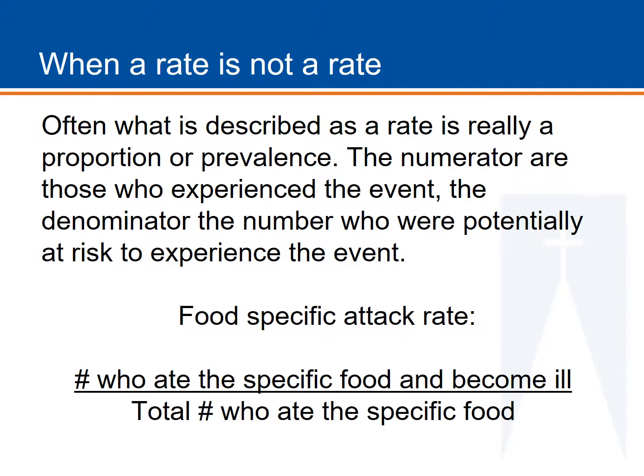The book starts with the concept of rates with the purpose of explaining that sometimes the term rate is used in epidemiology when in fact it is a proportion or prevalence. Food-specific attack rate is one example. It is not a rate because there is no time component. It is a proportion of those who experienced illness, in this case food poisoning, in relation to the number who are at risk. In other words, the number who ate that food.